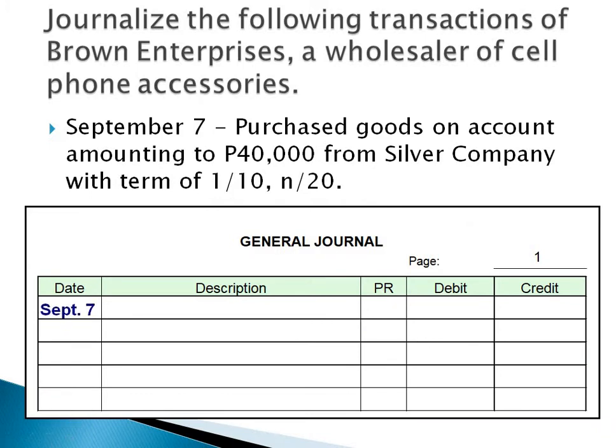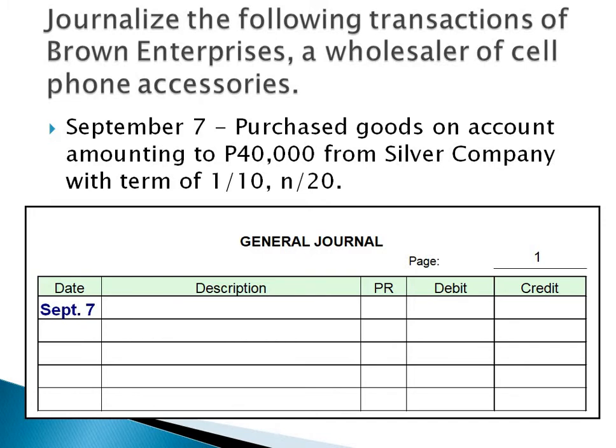September 7. Purchase goods on account amounting to 40,000 pesos from Silver Company with term of 1/10, n/20. Brown Enterprises purchase goods. The word goods here means merchandise inventory. Since Brown purchased merchandise inventory, its account title purchases increased.